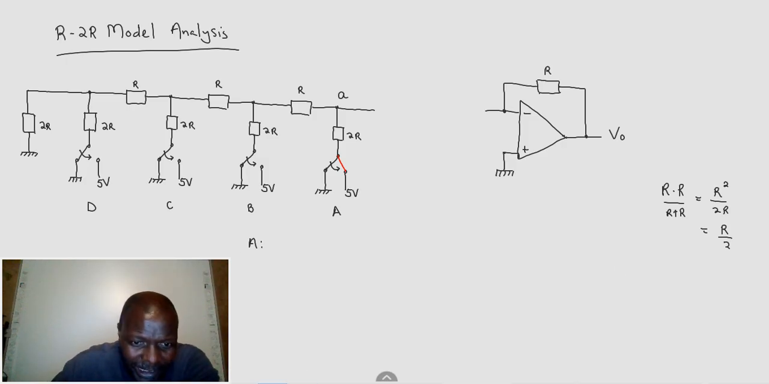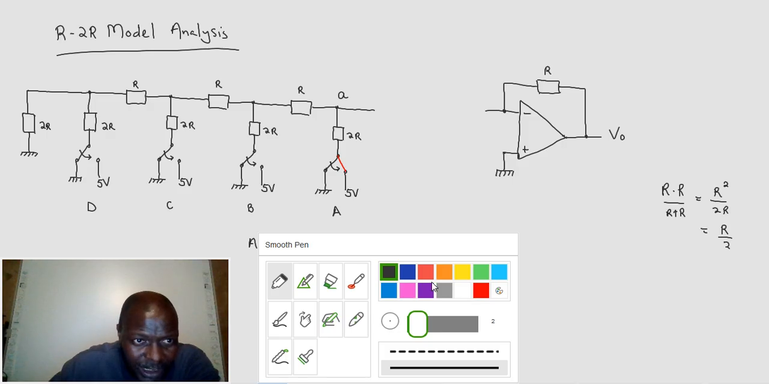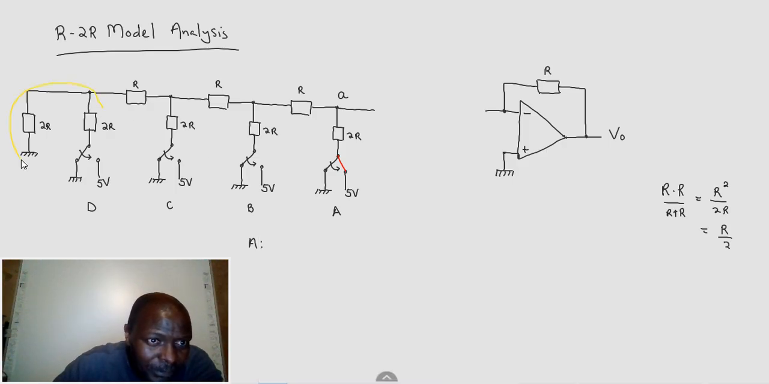Now we go and apply this here. If these two are on ground, the two of them on ground, so these two are parallel. I'm going to take a different color to highlight this. So these two are parallel here. They are both on ground, connected to ground on one side and connected together on the other side. So they are connected on either side, so they are parallel, and both of them are 2R.